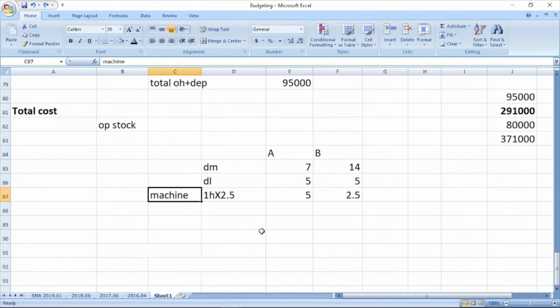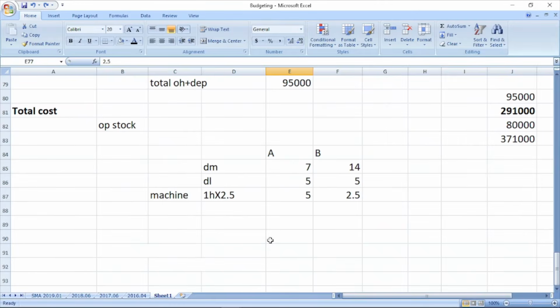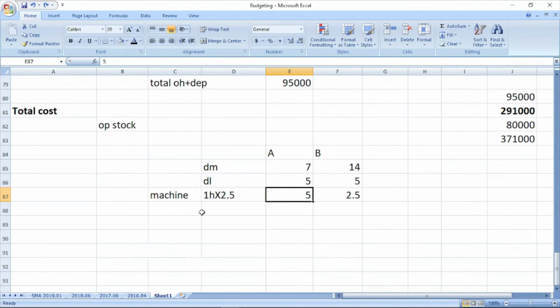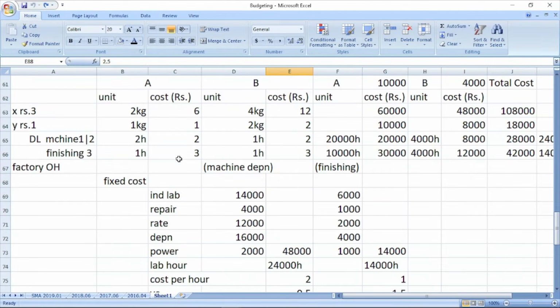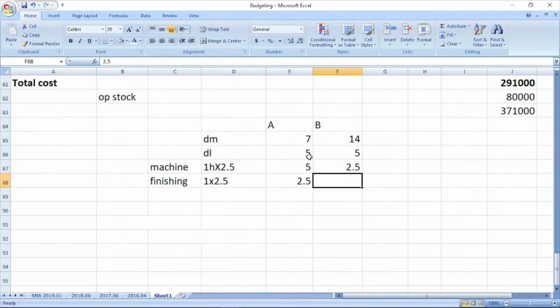For machine hours, it is 1 hour multiplied by 2.5, it is 5, and for product B, it is 2.5, because for product A it is 2 hours, 2.5 into 2, it is 5, and 2.5 into 1, it is 2.5. Next, finishing: 1 multiplied by 2.5, and finishing 2.5 into 3, into 1, it is 2.5, and 2.5 into 1 hour, it is again 2.5.